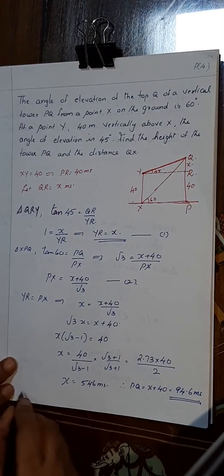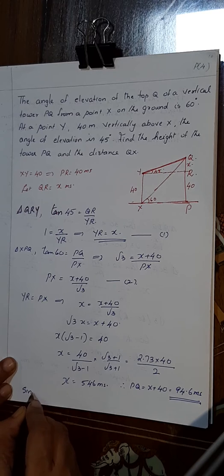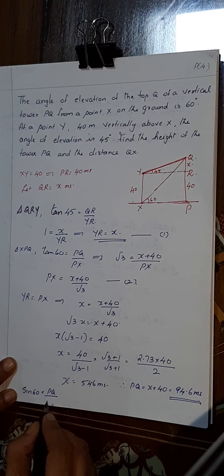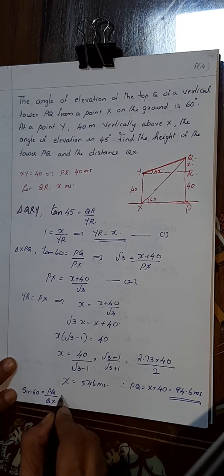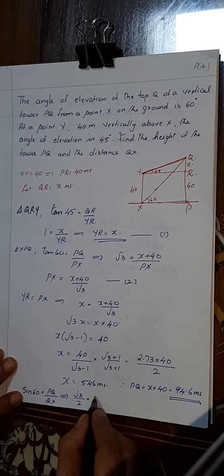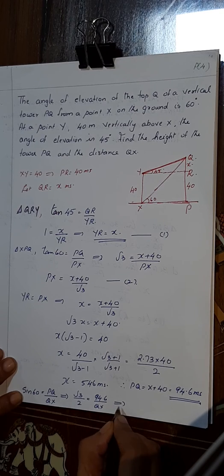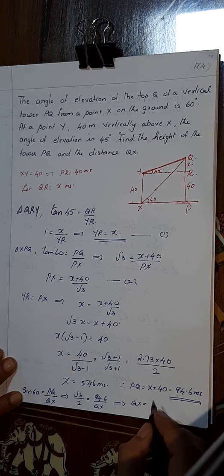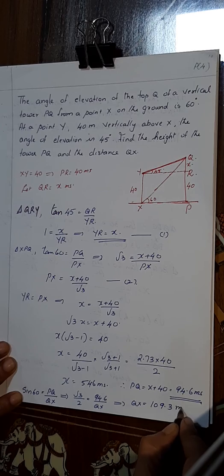So for that you can do sin 60 is equal to PQ by QX. Sin 60 is root 3 by 2, is equal to PQ, which is 94.6, by QX, which is what we have to find. So simplifying, you will get QX is equal to 109.3 meters.